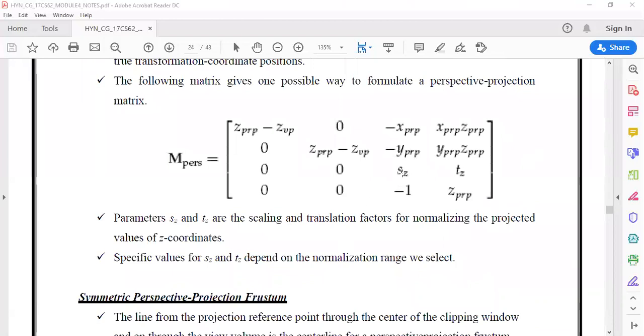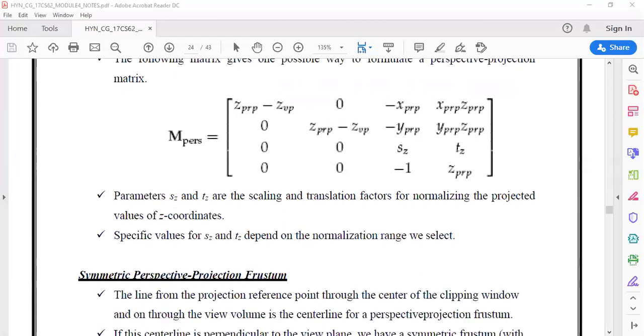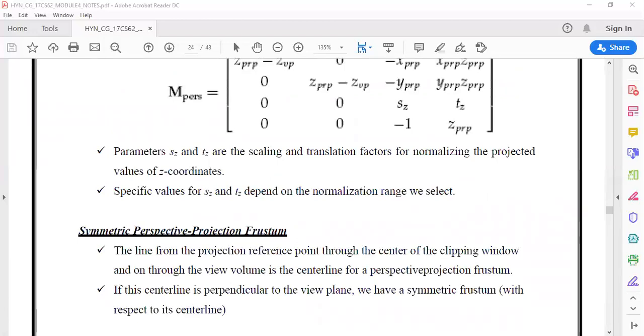Here the parameters sz and tz are nothing but our scaling and translation parameters for normalizing the projected value of the z coordinate. In order to normalize the projection values for the z coordinate, we are using two factors, which are the scaling factor and the translation factor along the z-axis. So the values depend on the normalization range we select. Normalization varies from -1 to +1.